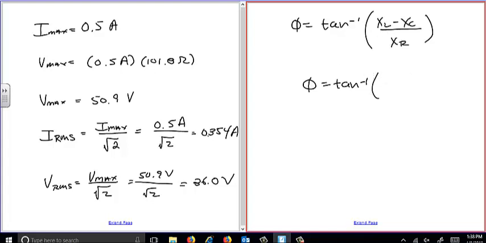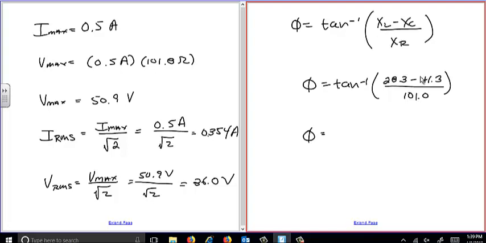So we have 28.3 minus, I'm just looking here, 41.3. Same numbers you used to calculate the impedance, but in this case you have X sub L minus X sub C over X sub R. So we take the inverse tangent of 28.3 minus 41.3, the whole thing divided by 101. And because this is negative, we're going to get a negative phase angle.